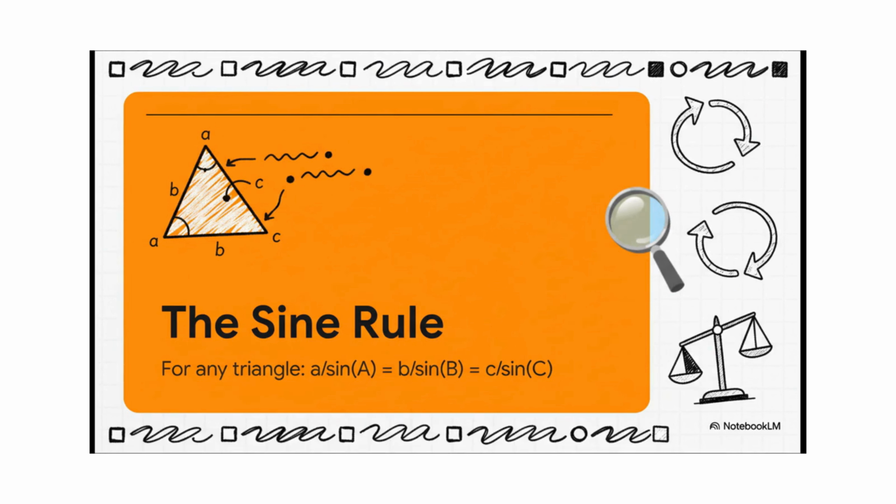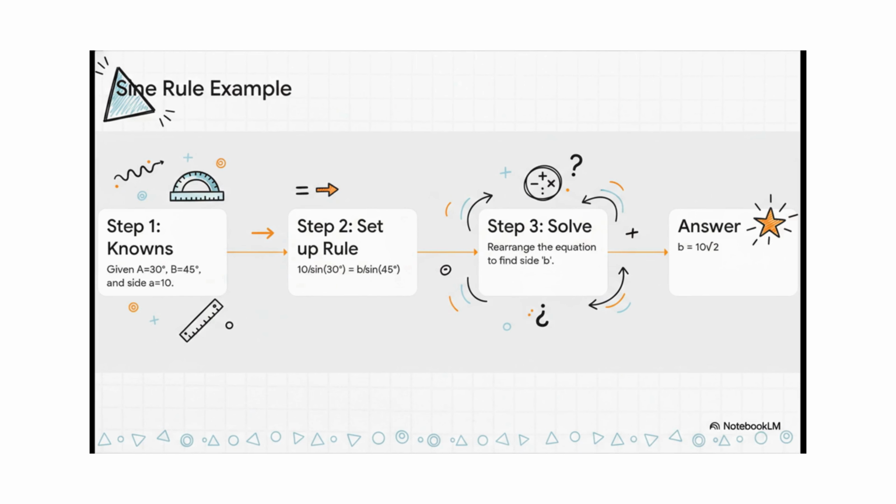And boom, here it is. What this elegant little formula is saying is that the ratio of a side's length to the sine of its opposite angle is the exact same for all three pairs in the triangle. It perfectly captures that relationship we were just talking about, directly linking the length of a side to the size of its opposite angle. So how do we actually use this thing?